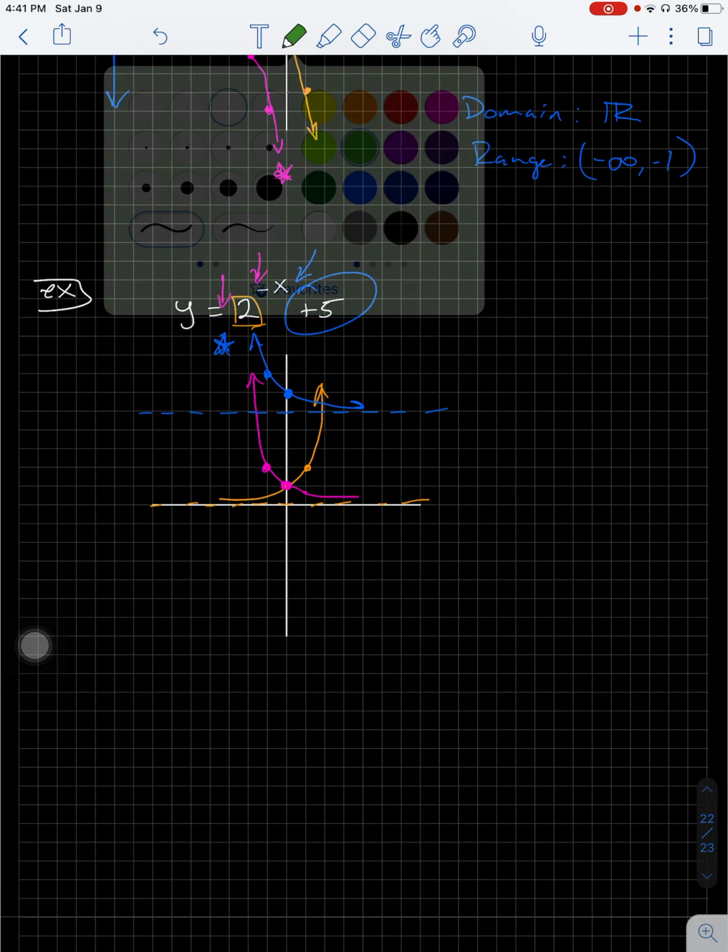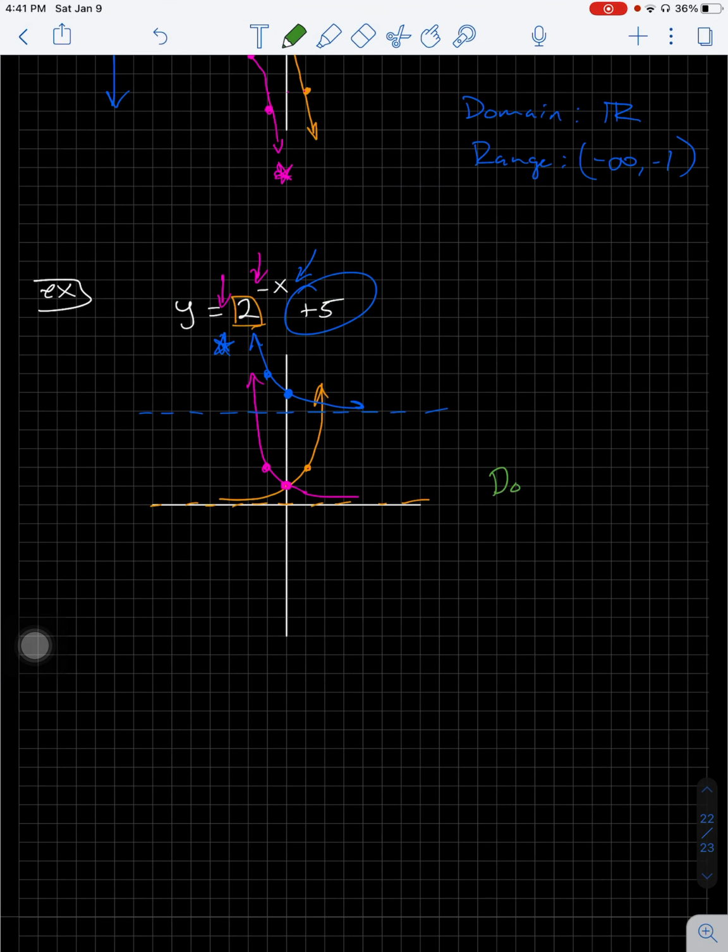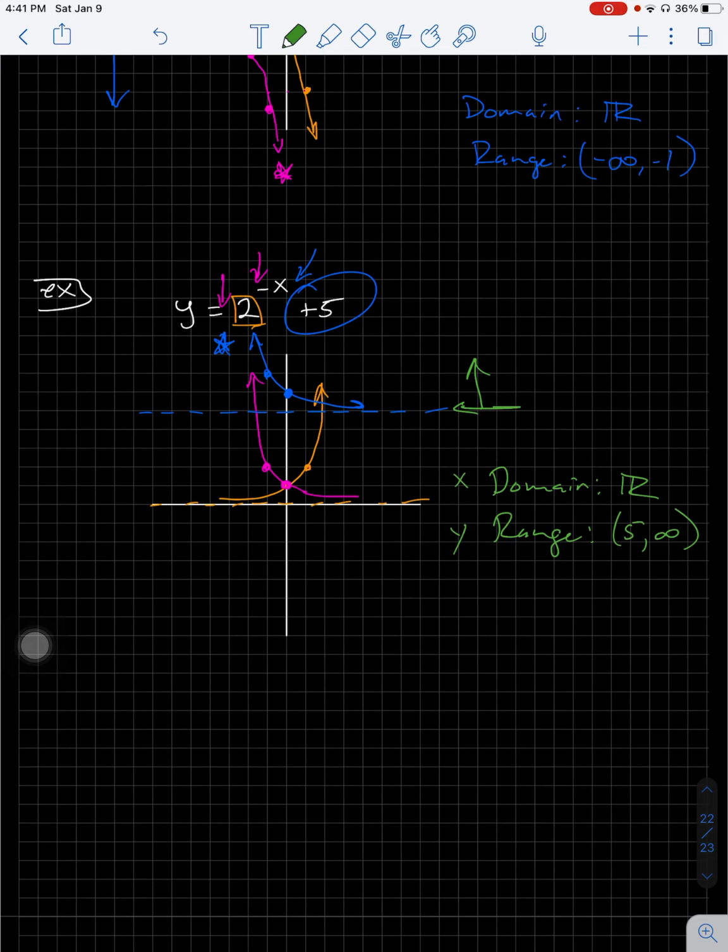And let's check out the domain. Domain, all real numbers. Range is going to be my asymptote up or asymptote down. So here's my asymptote and the graph is above it. So my asymptote's at 5 all the way up to infinity. Okay, y values, x values.